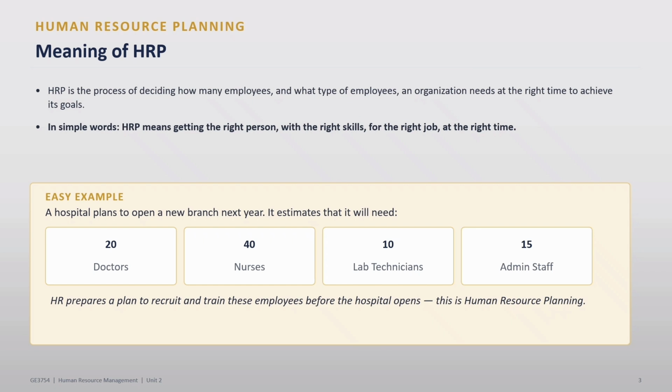So the main idea is to identify the organization's present and also future manpower requirements and prepare accordingly. For example, consider a hospital that is planning to open a new branch next year. Before opening the branch, the hospital has to determine how many employees will be required. Suppose the estimated requirement is 20 doctors, 40 nurses, 10 laboratory technicians, and 15 administrative staff. Once these requirements are identified, the HR department can plan their recruitment process in advance. This ensures that the required employees are available when the new branch starts functioning.